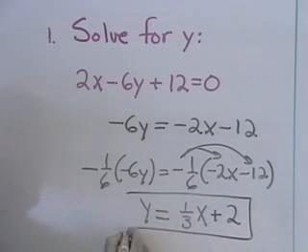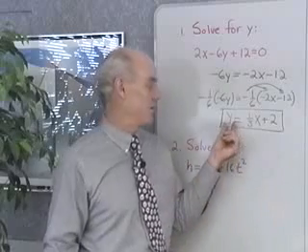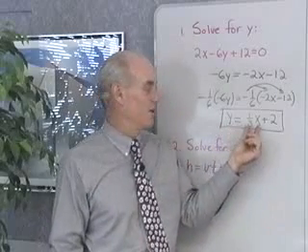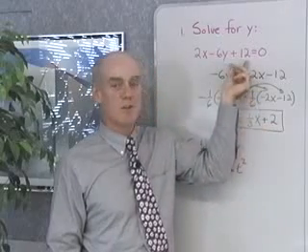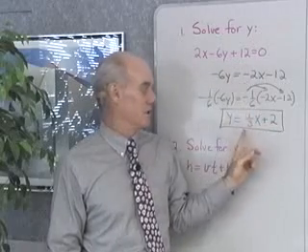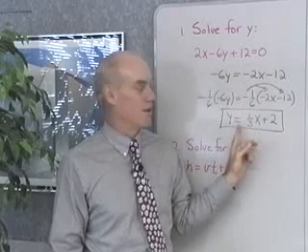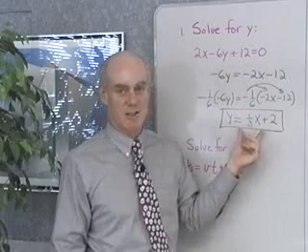So there is my formula again. This time I've solved it for y. So y is equal to 1/3 x plus 2. This formula right here and my original one are equivalent. The difference is that this one has been solved for y. So y is written in terms of x in this formula.